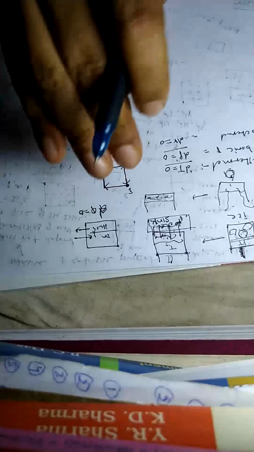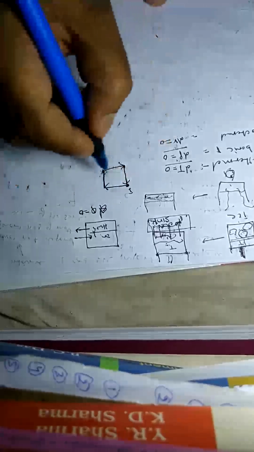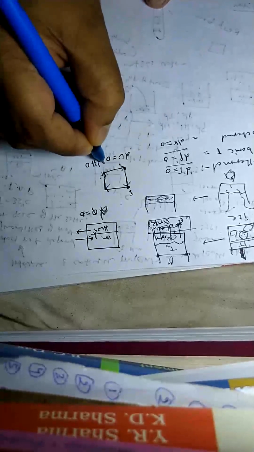Wherever the initial state is, the final state is also reached there. In a cyclic process, the change in internal energy is 0, and the change in enthalpy is also 0.